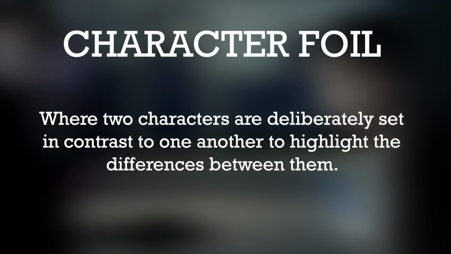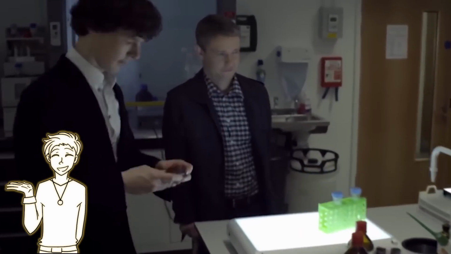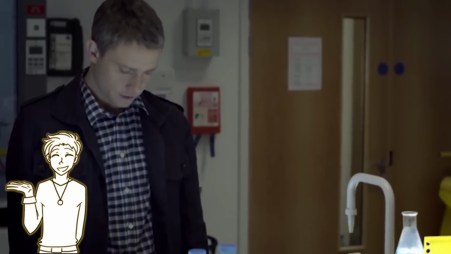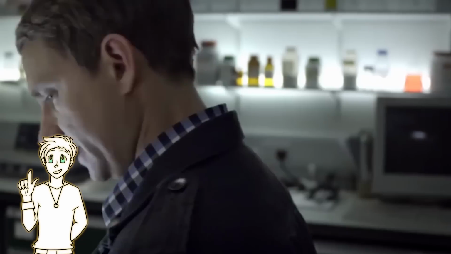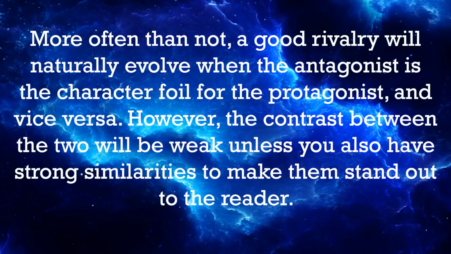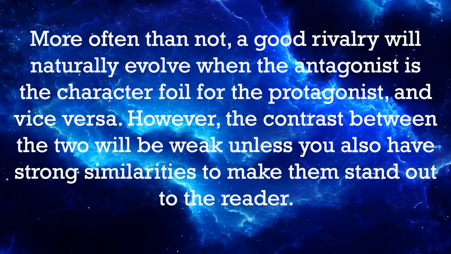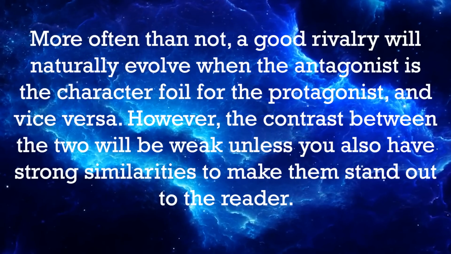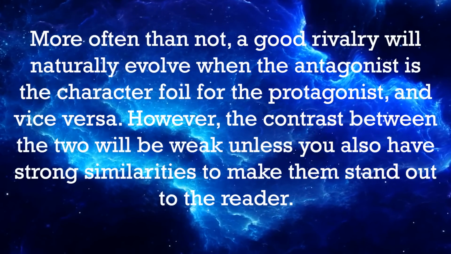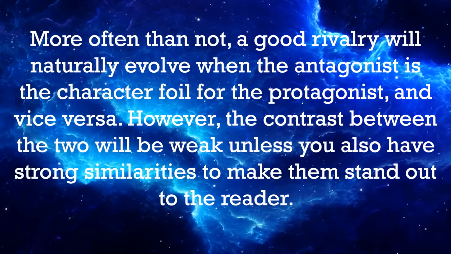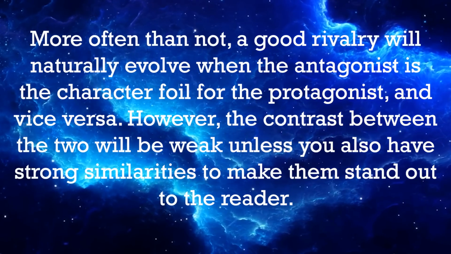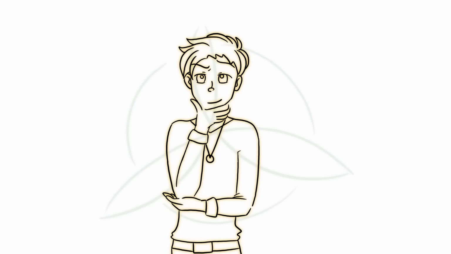I mean, this is everywhere. For example, Sherlock's tendency to be rude or condescending highlights Watson's social skills, while Watson's more methodical approach to problems highlights Sherlock's impulsiveness. More often than not, a good rivalry will naturally evolve when the antagonist is the character foil for the protagonist, and vice versa. However, this contrast between the two will be weak unless you also have strong similarities to make them stand out to the reader. One way is to give them similar abilities.